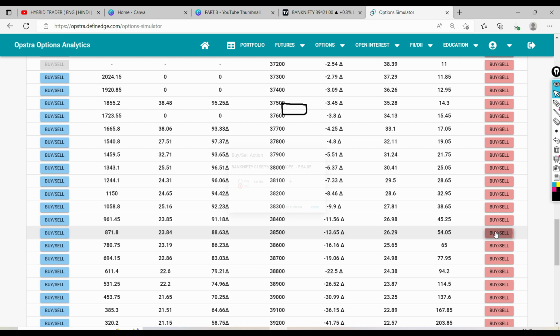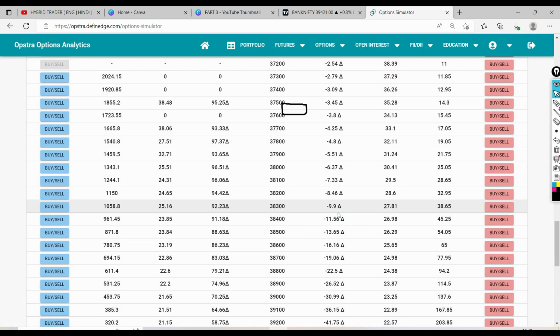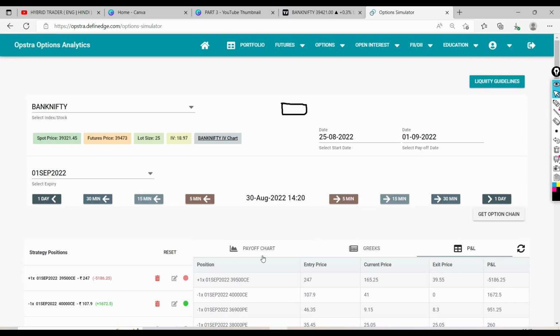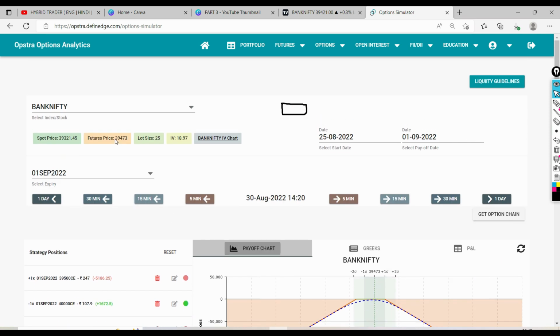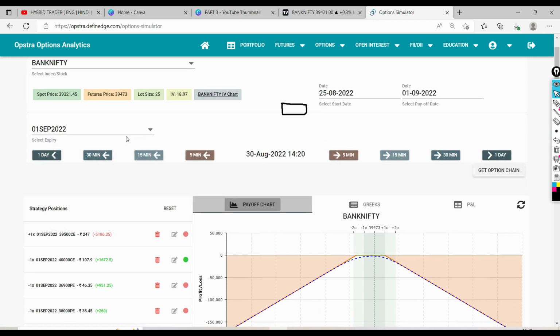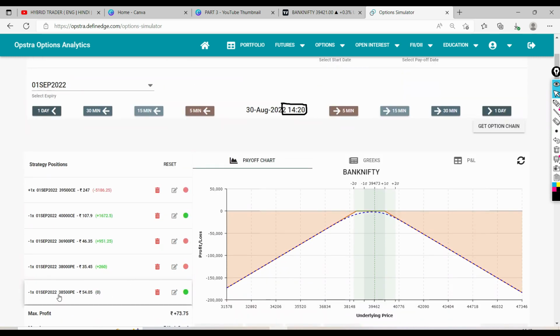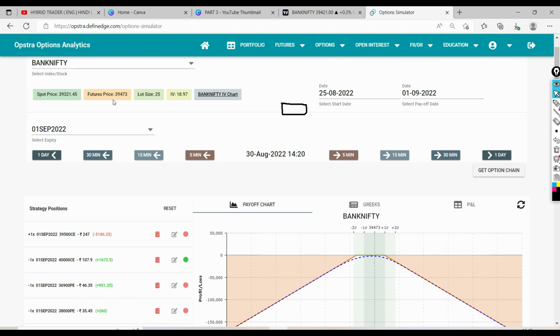38,500, right? Let me see, am I right? 38,500, right? That's it, right? But still I would say, okay, where is your market standing? It's standing at 39,500, right? So what is the difference? 500 is almost like 1000 points, but here we are at 500.